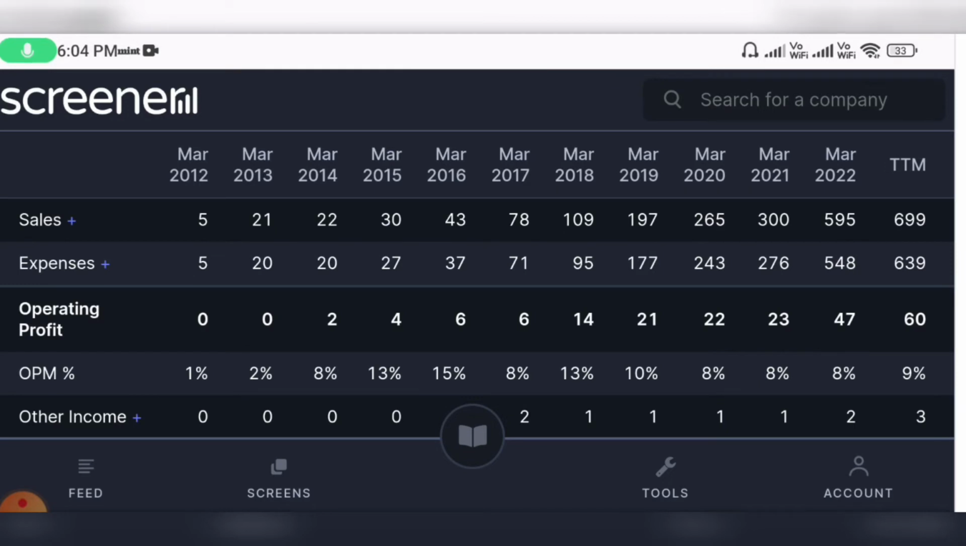And then the operating profit, so previously they were not able to make their profits, so the sales were going in vain because of the expenses. But then they started to make profits, and you can see the profit has been consistent over the couple of years. So from 0 it's now to 60, and you can see the consistency. Every year the profit has increased. So this is really impressive.